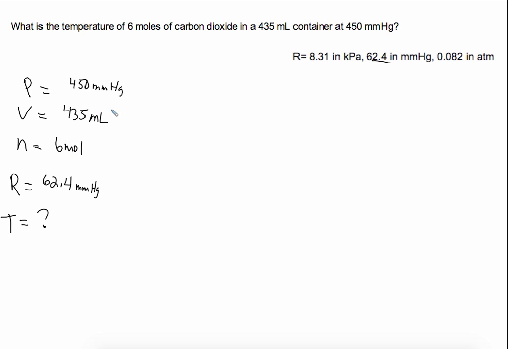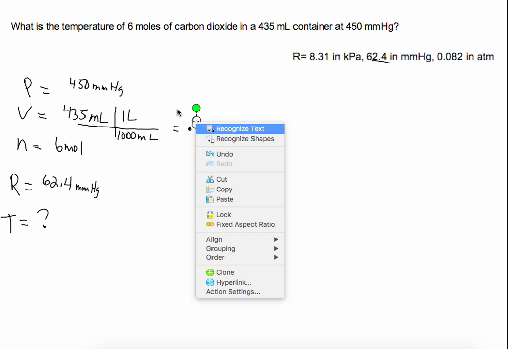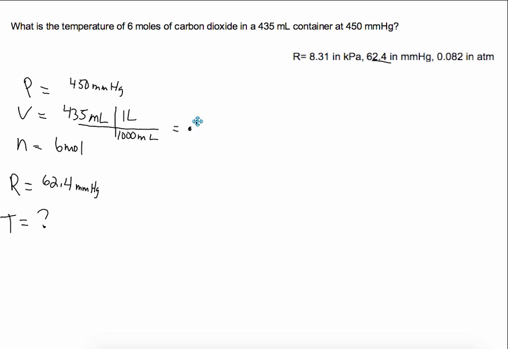Now, before we do this, we've got to make sure our units are correct. Remember, volume always has to be in liters. We're going to have to change this milliliters to liters. So in 1 liter, there's 1,000 milliliters. So if you do the math, you would get 0.435 liters. Okay, so make sure you do that.